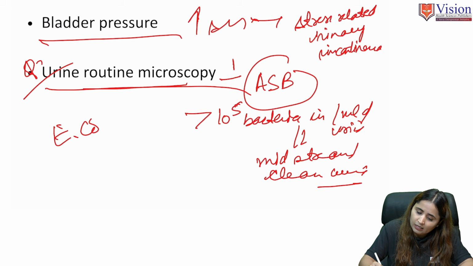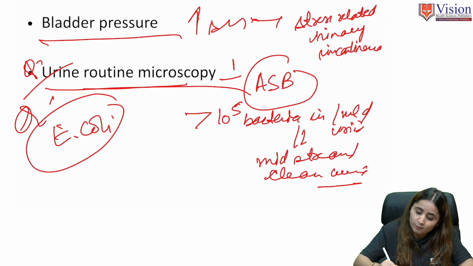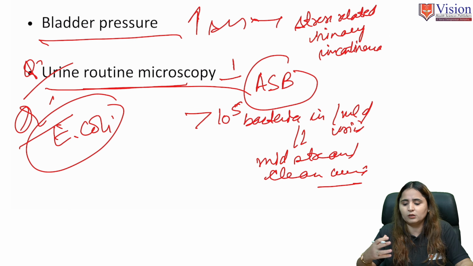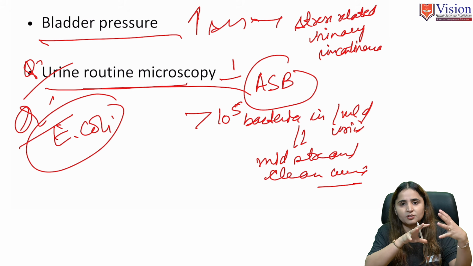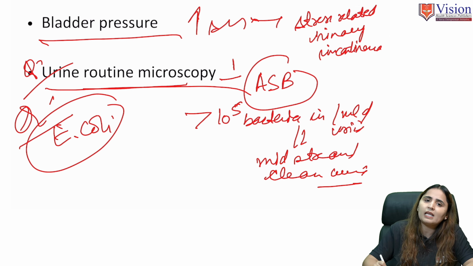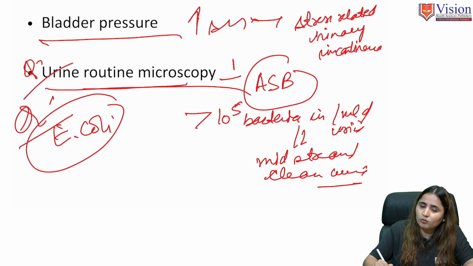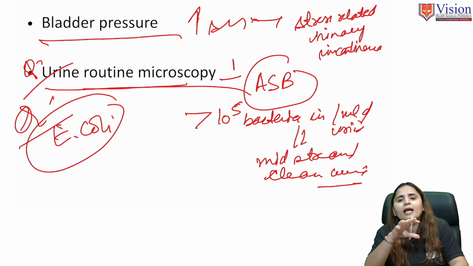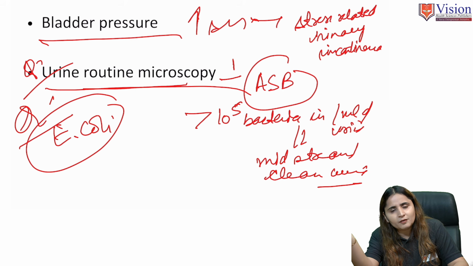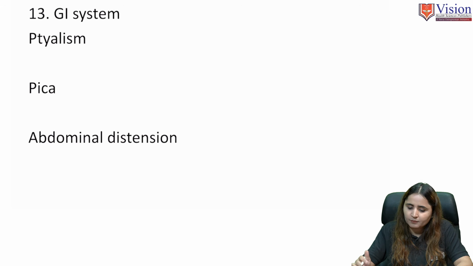And remember, E. coli is the cause. Remember, this is a very important question: which organism is responsible for it? So it is E. coli which is responsible for asymptomatic bacteriuria. And we should treat the female accordingly, because this asymptomatic bacteriuria will lead to preterm labor in the mother.